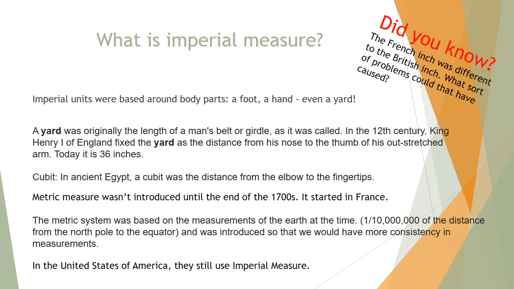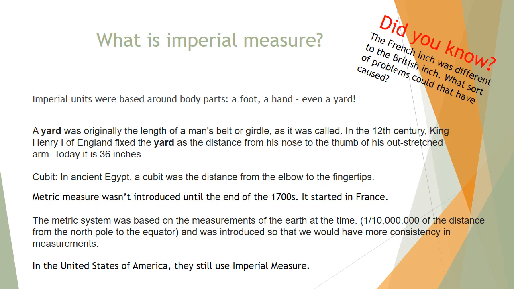And imperial units were originally based around body parts. That's right, they were based around body parts. A foot, a hand, even a yard was based around body parts. A yard was originally the length of a man's belt or girdle, as it was called.